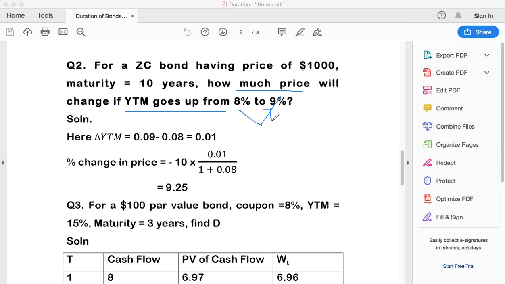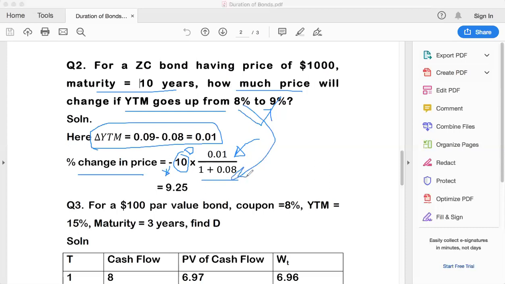So let us deploy the Macaulay duration concept here. And this much is clear to you, I believe. It's pretty simple. The change in YTM is 0.01. You plug in that formula, and you get the percentage change in price, which is equal to negative, because the yield has gone up, so the price has to go down. That's why negative. D, this is duration. Suppose the duration given here is the maturity of the bond, 10, multiplied by 0.01, divided by 1 plus YTM, the original YTM, the 8% one, right?